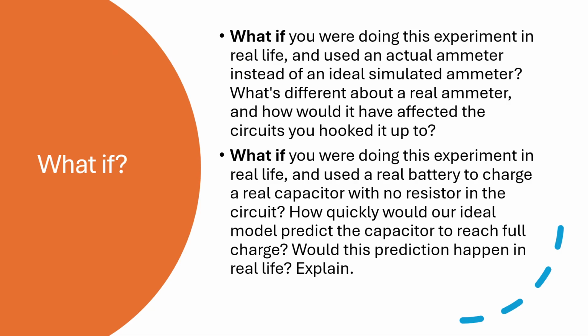For the first what if question, if we did this in real life with a real ammeter, we would expect the results to be slightly smaller from the ammeter. This is because in real life, the ammeter will have a small amount of resistance, whereas the one in the simulation we did has 0 resistance. For the second what if question, we would predict that the capacitor would charge immediately. But in real life, there are some small resistances in the wires and in the batteries, so it would not charge immediately, as we would expect based on the simulation.